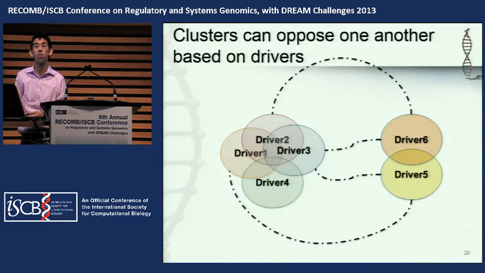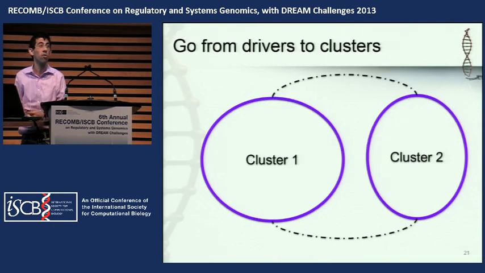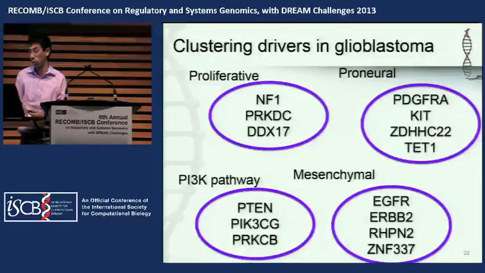Now, if we look at opposing overlap, i.e., genes induced by driver 2 are repressed by driver 6 and vice versa, well, you can establish a relationship between the clusters, and you can say, okay, cluster 1 and cluster 2 seem to have an opposite effect on each other, or an opposite effect in the biological network.